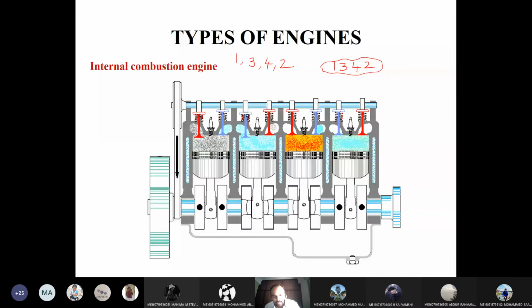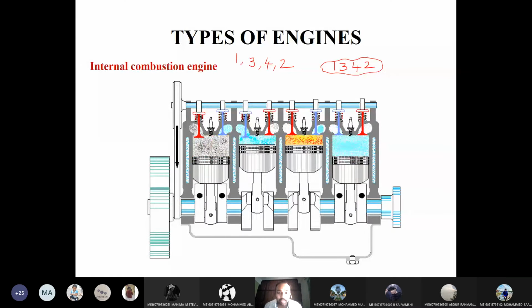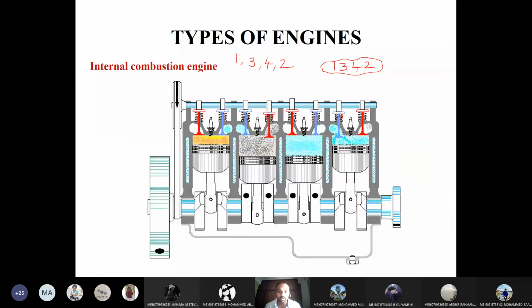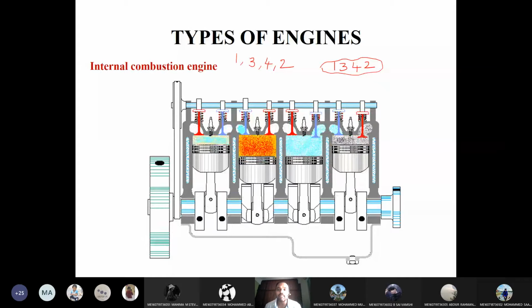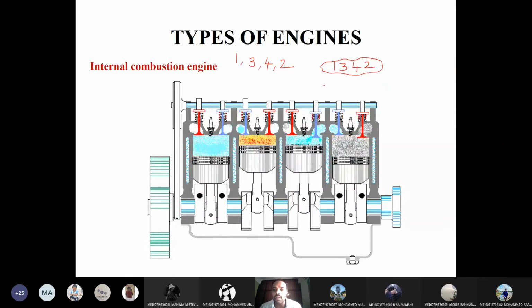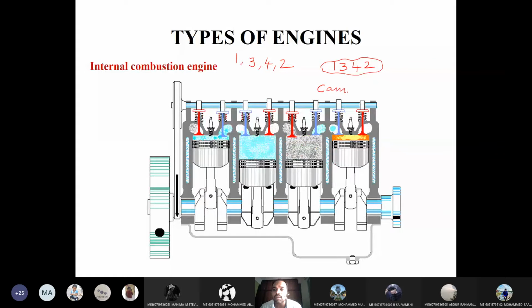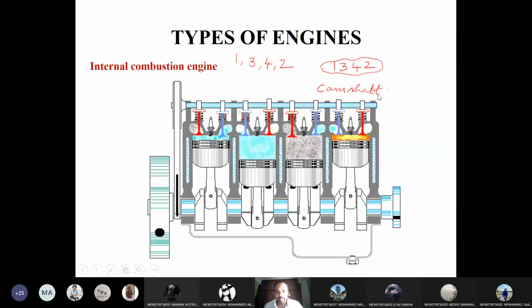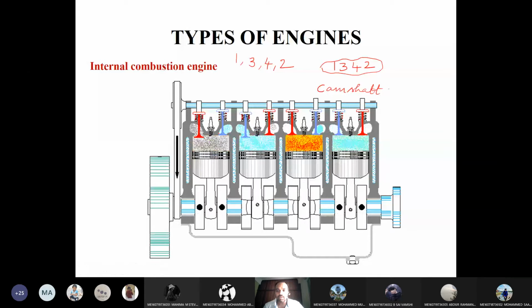At what time the inlet valve has to open, at what time the spark needs to be injected, at what time the exhaust valve needs to close, the whole thing is taken care of by the camshaft. The camshaft plays a major role in the working of an IC engine.